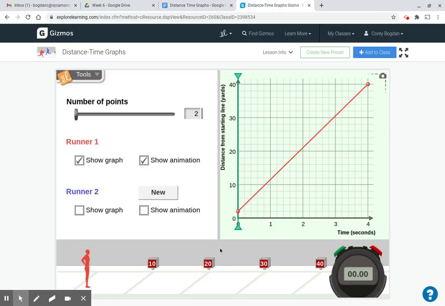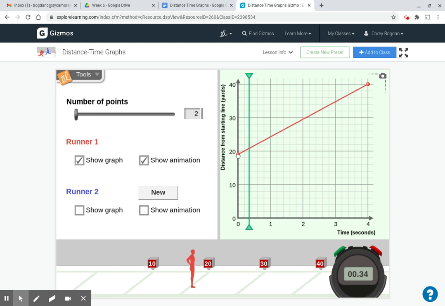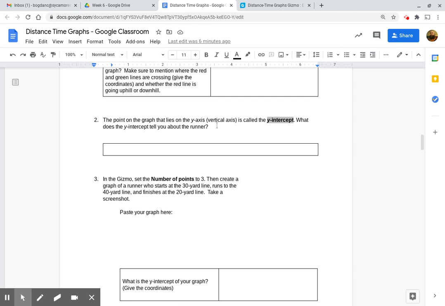Whether the runner is starting at the starting line, or if you are giving the runner some sort of head start. So the y-intercept tells you where a runner will start the race at 0 seconds.